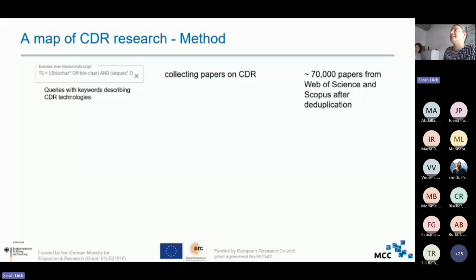So we start with specific queries with keywords describing each CDR technology. Here we see, for example, the beginning of the biochar query. And we let those queries run on Web of Science and Scopus, or on a different open source database for scientific research, or research in general. It's called OpenAlex. But from Web of Science and Scopus, we gather 70,000 papers after deduplication.